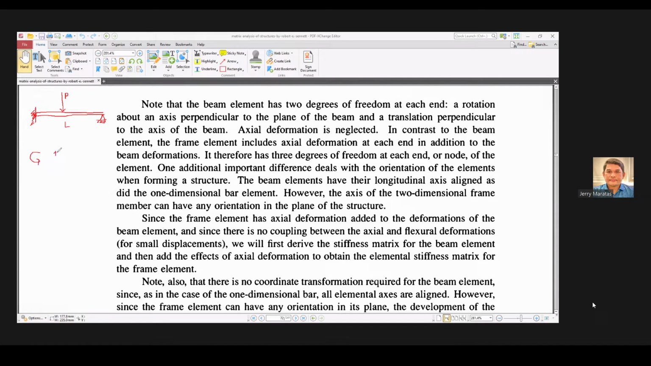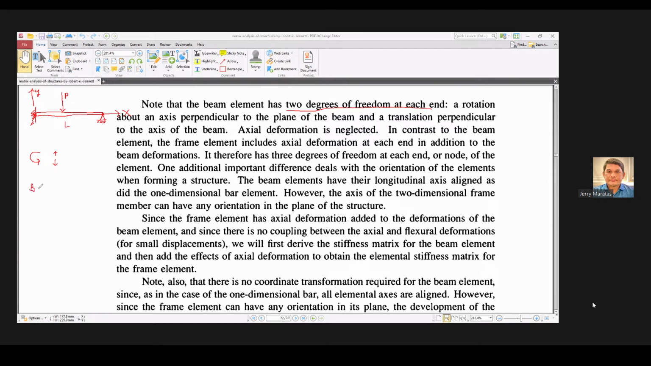Then you also have translation. No? Okay, so there's a movement perpendicular to direction of the axis of the beam. This is the axis of the beam. Okay. Right. So that means per node, you have 2 degrees of freedom. Okay, per node, 2 degrees of freedom. So if you consider a beam element, so there are 2 nodes. In every element, you always have 2 nodes, no? So now, if it's a beam element, so per element, you have 4 degrees of freedom.